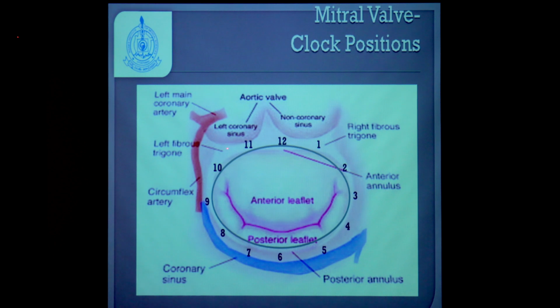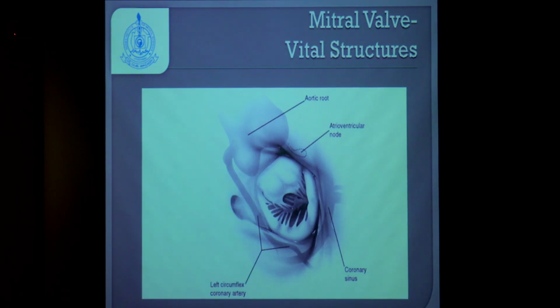Besides this, between the 10 o'clock and 11 o'clock positions and the 1 o'clock positions, we have the left fibrous trigone and the right fibrous trigone. The commissures of the mitral valve are at 10 o'clock position and at 2 o'clock position. These are the structures which are again invisible. At about 10 o'clock position, we have the atrioventricular node, which is important for us because in case of a bite near the atrioventricular node or a deep injury to this, we can cause an AV block.